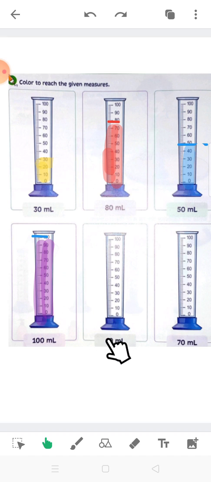Okay, we have here 10 milliliter. We will reach until 10. We will color it. Then we have here until 70, so we'll color until 70.